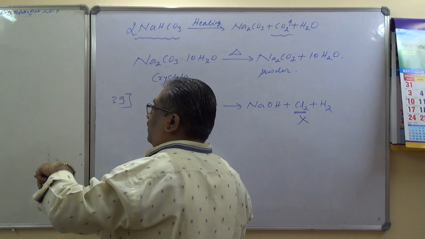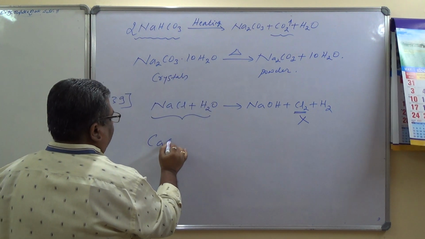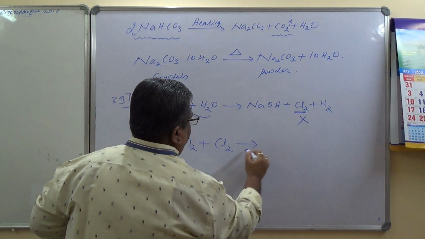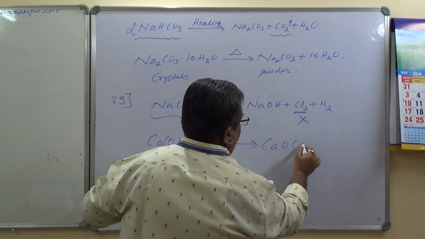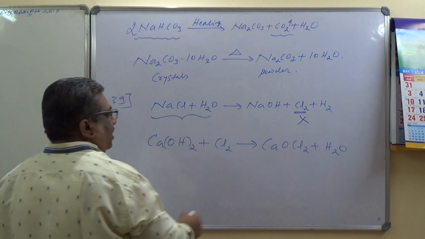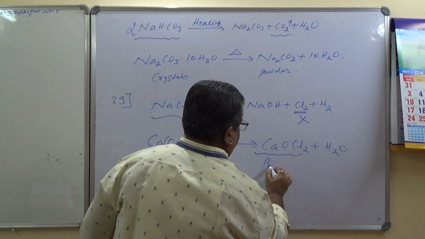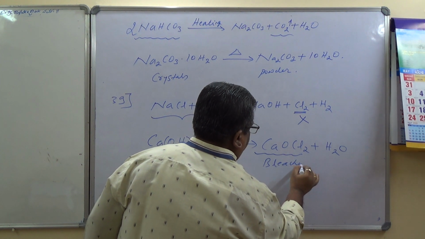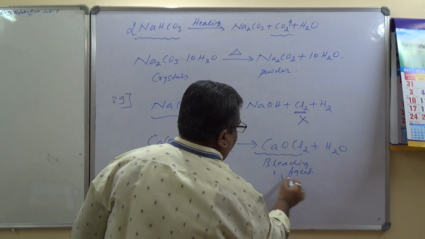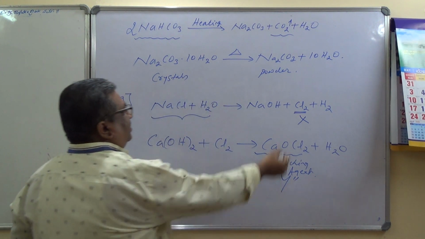Okay, it reacts with calcium hydroxide. Ca(OH)2 plus Cl2 gives you CaOCl2 plus H2O, isn't it? So this is the bleaching agent. So this is Y here, compound calcium oxychloride, and X is chlorine gas.